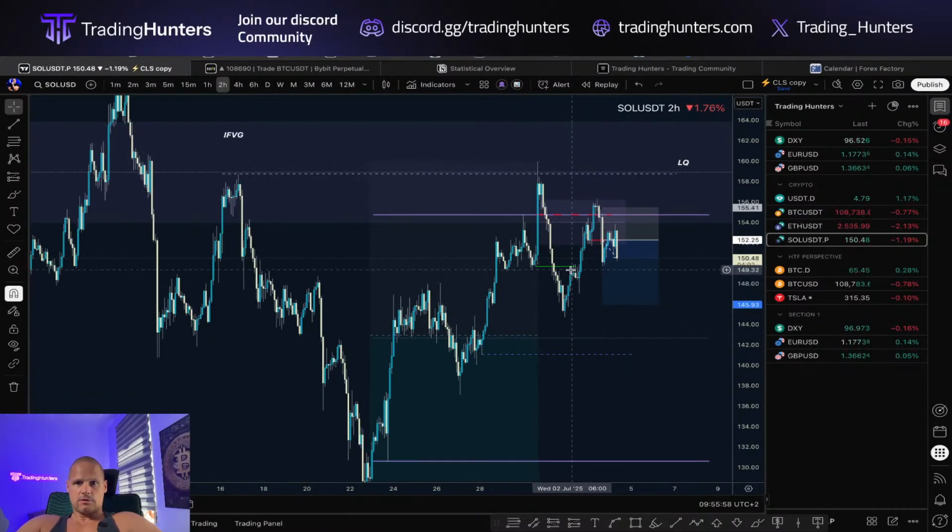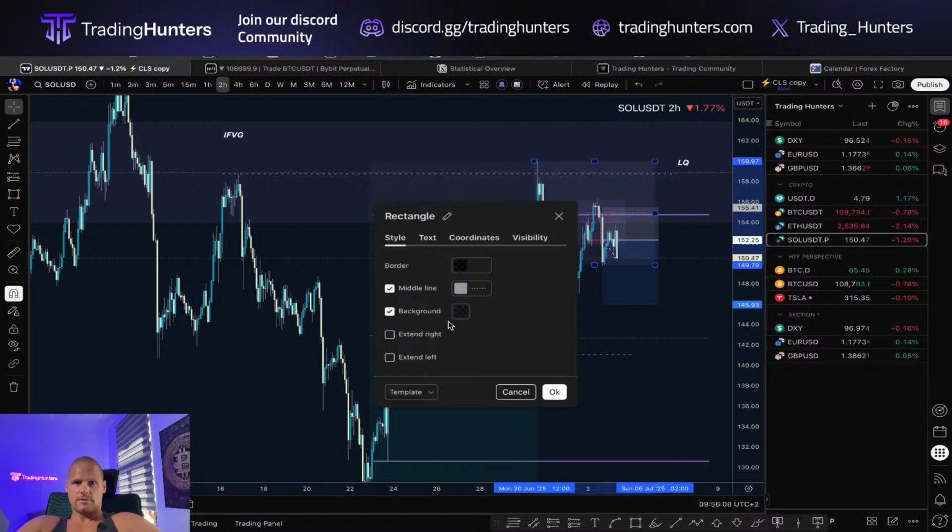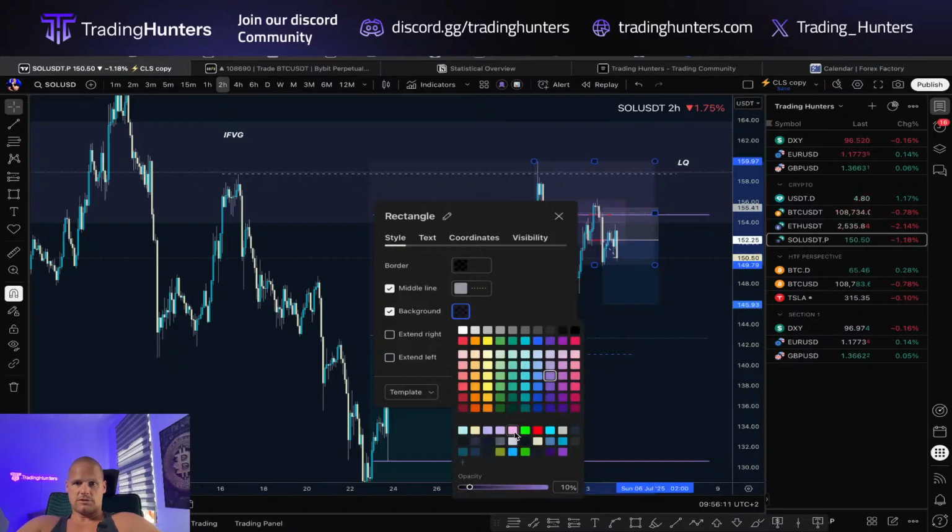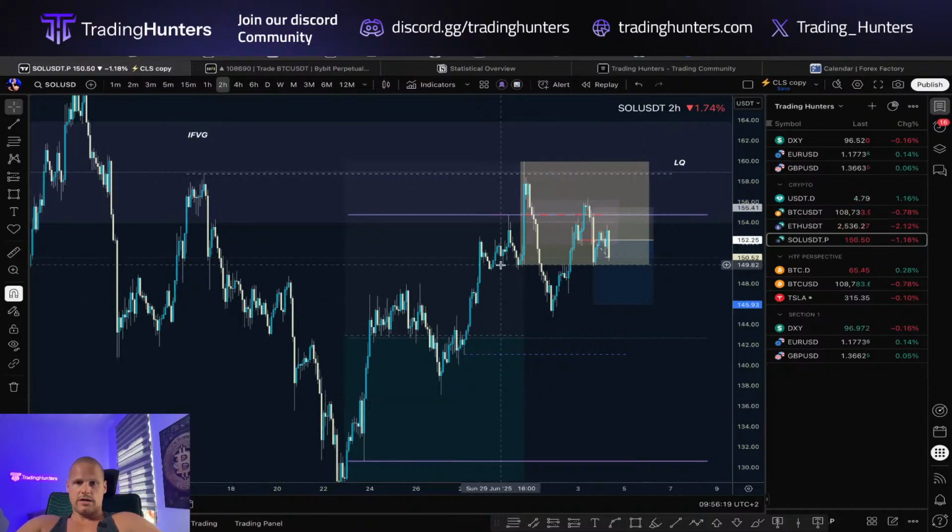This is an order block. Let me actually show you like this. These up candles, all of them are order block, and we will put some color so we can see it clearly, like this. So here, all of these up candles are creating the order block.